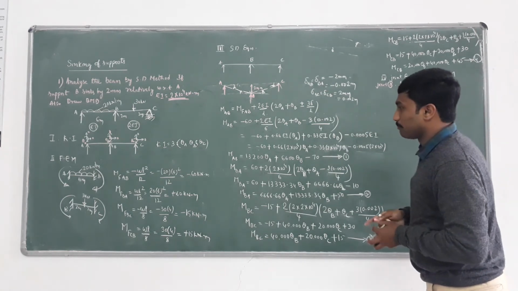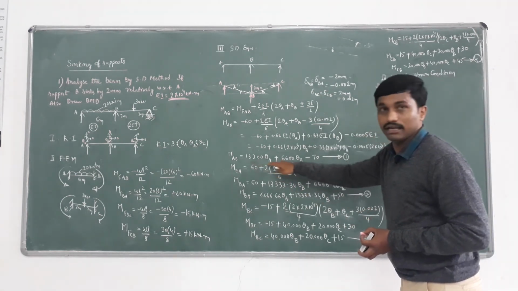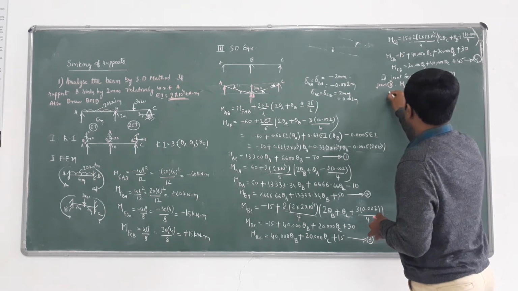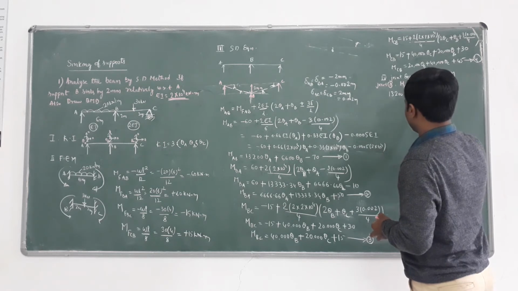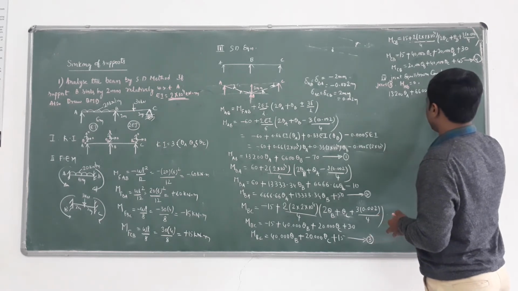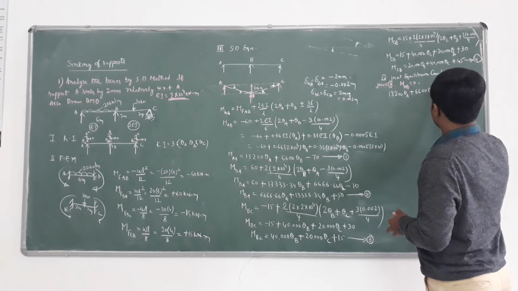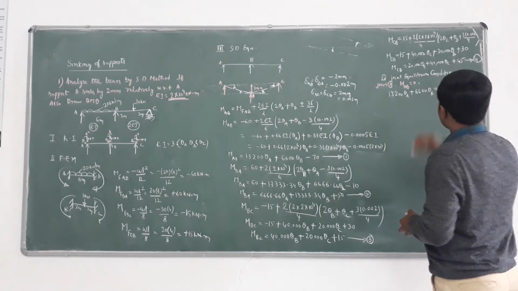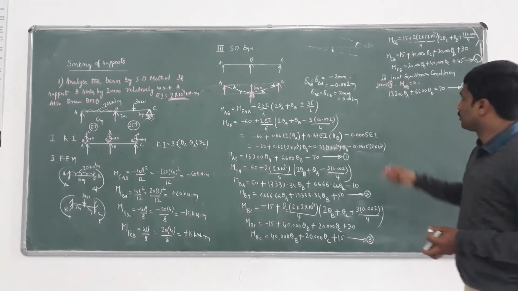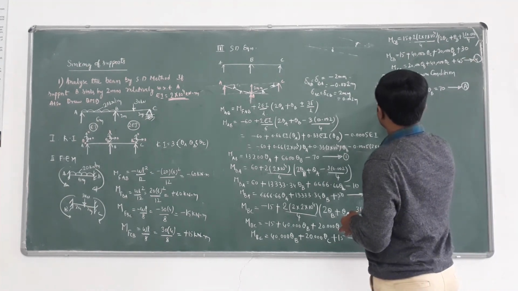What is the value of MAB? 13,200 theta A plus 6,600 theta B plus 70 equals 0. Say equation A.